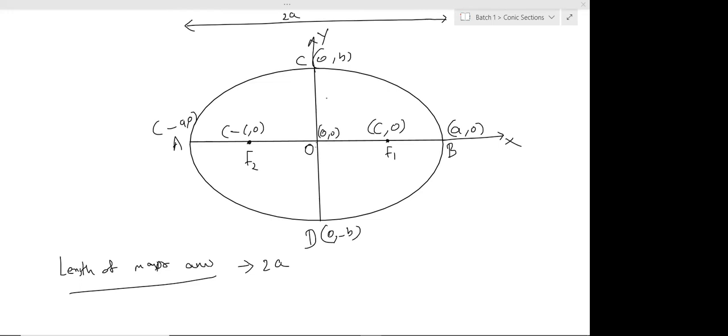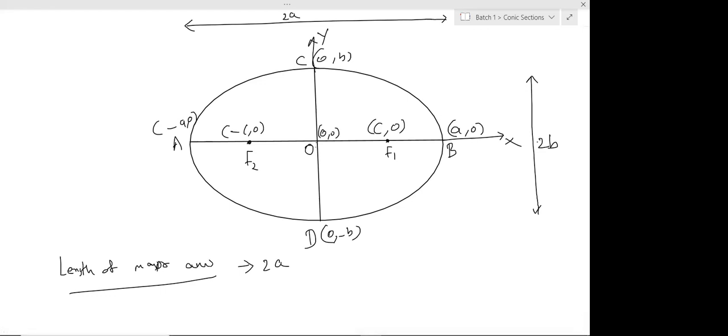And the length of the minor axis will be... Sir, in parabola, why did we take the length as 2a? That was the length of the latus rectum, right? Here, this is a new property of the ellipse that is called the major axis. This is not the latus rectum. All right. And the length of the minor axis will be 2b.